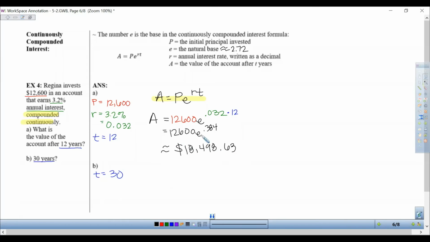This button E usually is with a button LN, like you usually see it at the top here. So it'll look like that. That's the natural log. So you'll have to either hit shift or second, depending on what your calculator is, to get that E there.